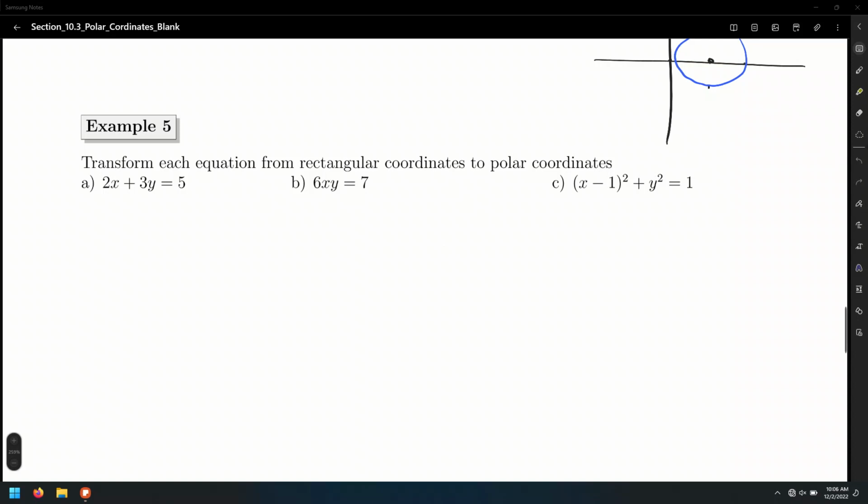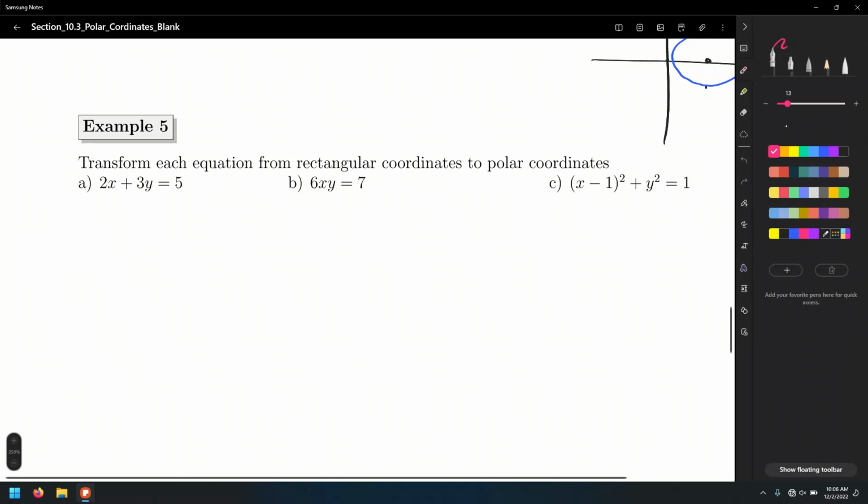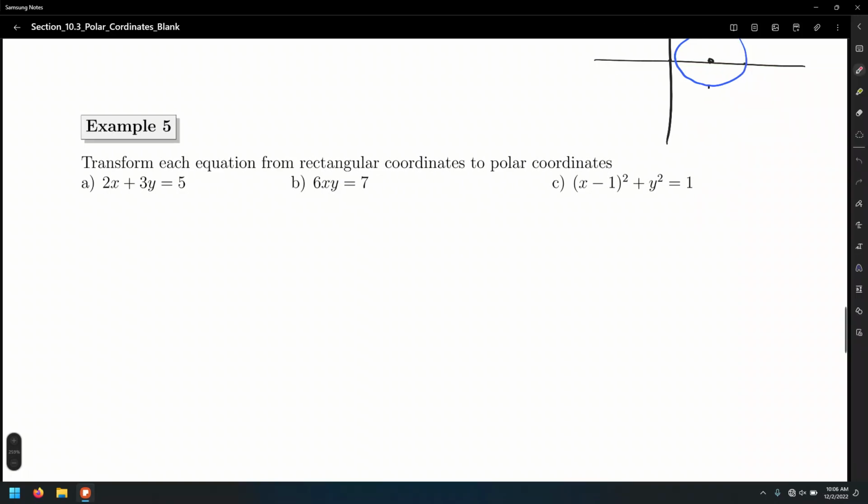Here, use the conversion formulas. Let me write them down on the top, because we're going to refer to them every once in a while. So x equals r cosine theta and y equals r sine theta. All we have to do is pretty straightforward: just substitute wherever it corresponds for x, wherever it corresponds for y.